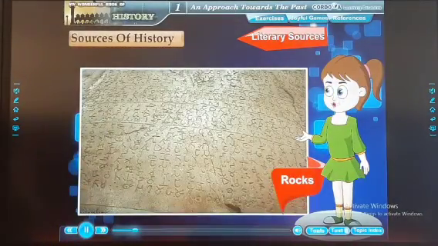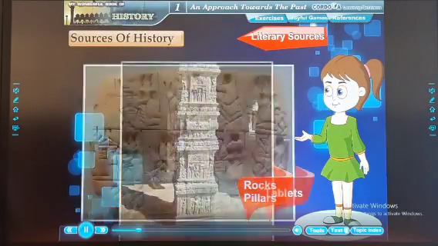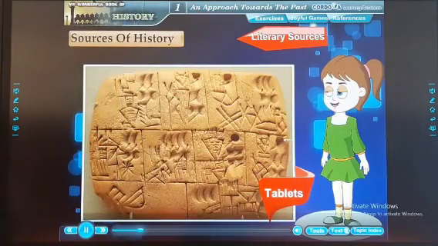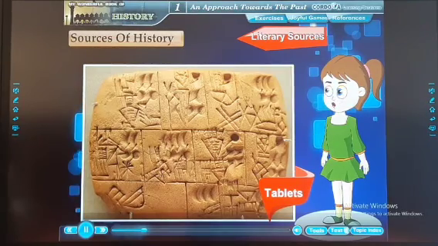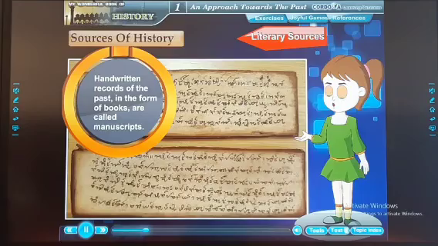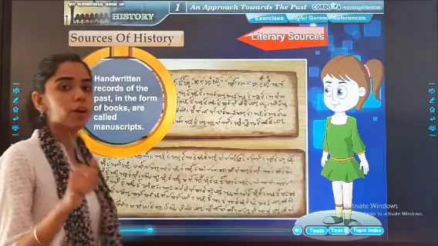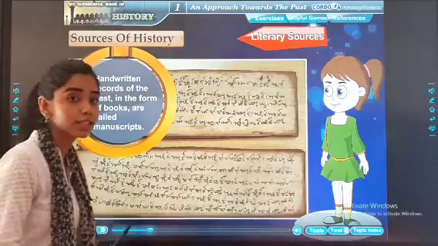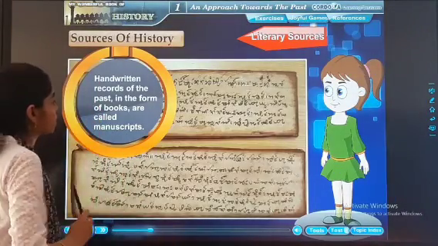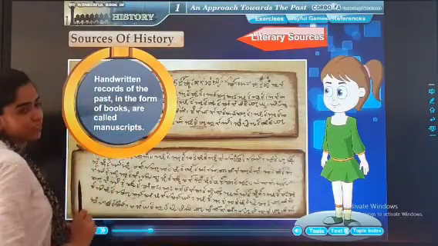They also wrote on solid rock stone, copper plates, rock pillars and tablets. It is from these records that our history is made as we know it today. Handwritten records of the past in the form of books are called manuscripts. Okay, very important. What is it? The handwritten records of the past in the form of books.